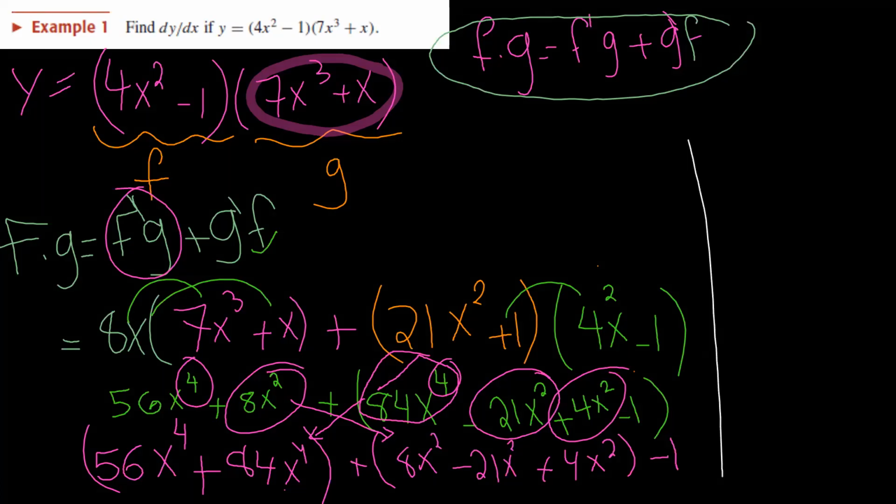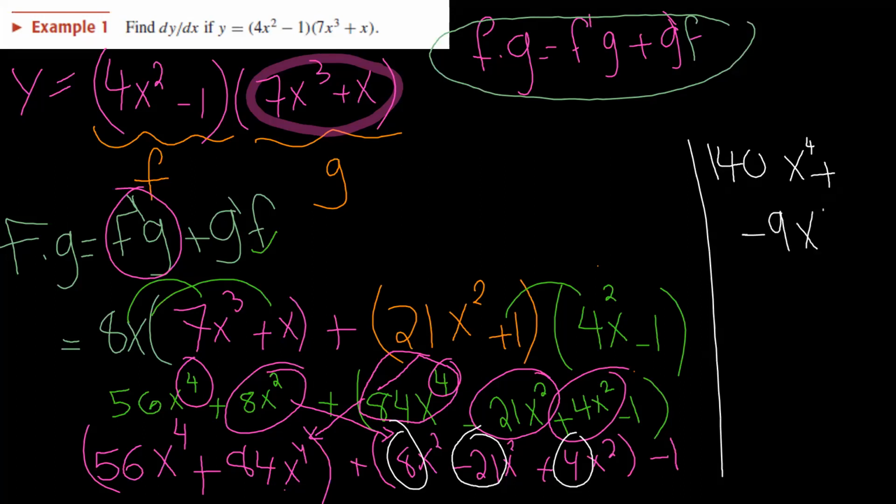So it's 140x to the power 4. I just added them. Plus 8 times minus 21 plus 4. 8 plus 4 is 12. Minus 21, negative 9. So negative 9x squared minus 4. This will be the final answer.